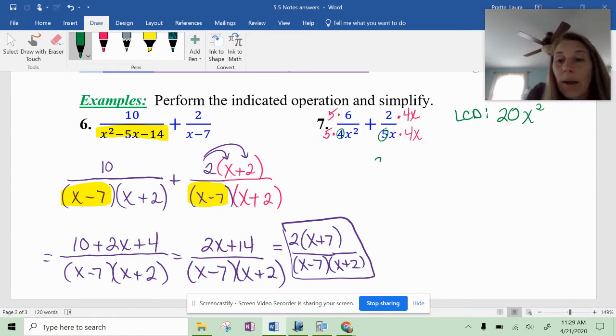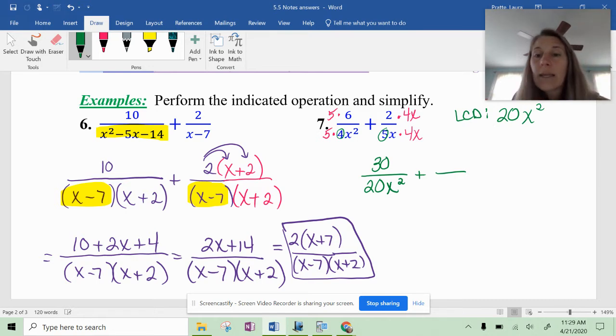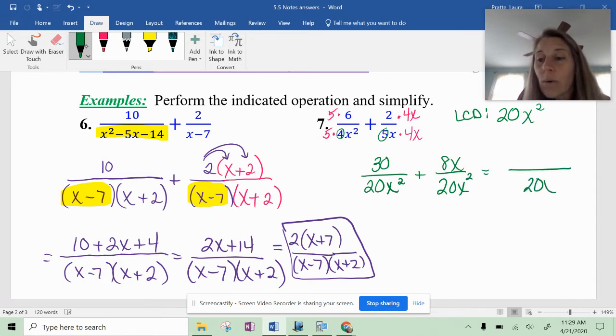So now let's see what we have. On the top, I have 30, and then I have 20x squared on the bottom. And on the right-hand side, I have 8x, and then I have 20x squared on the bottom. So now when I add these, I have 20x squared on the bottom because that's my least common denominator. And then I just have my 8x plus 30. Now you could write 30 plus 8x, but typically standard form for algebraic answers is always working from your highest exponent and variable down to your constant at the end. So that's why I put it in that order.